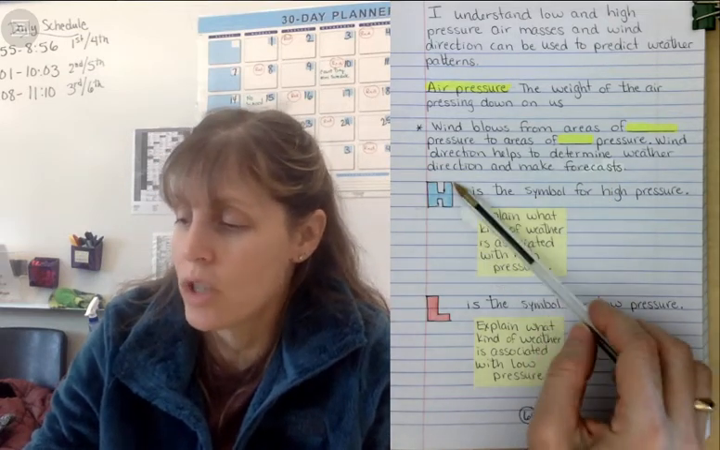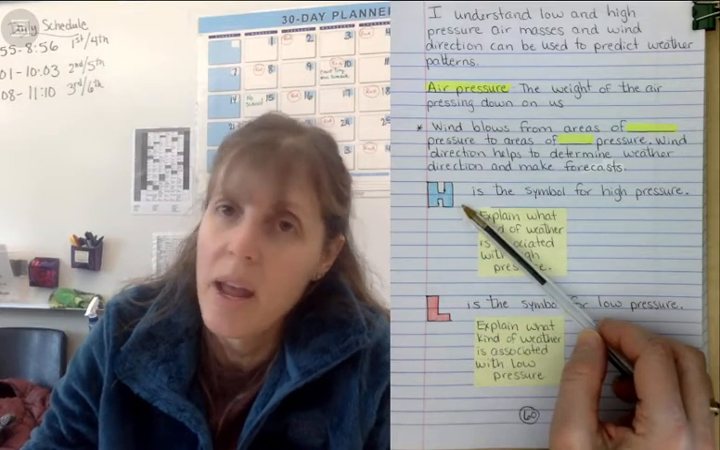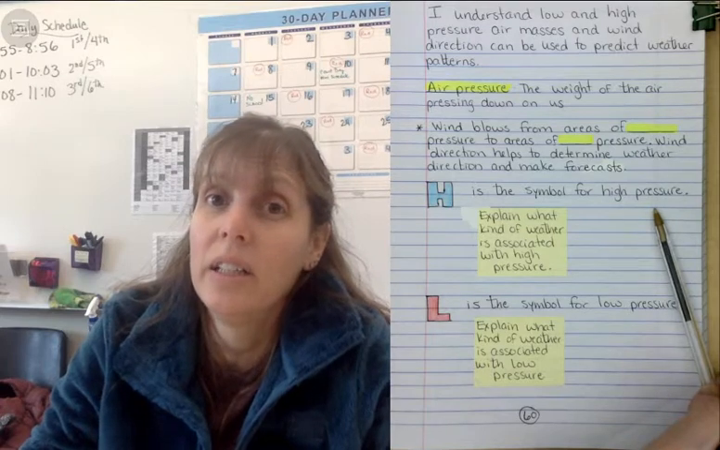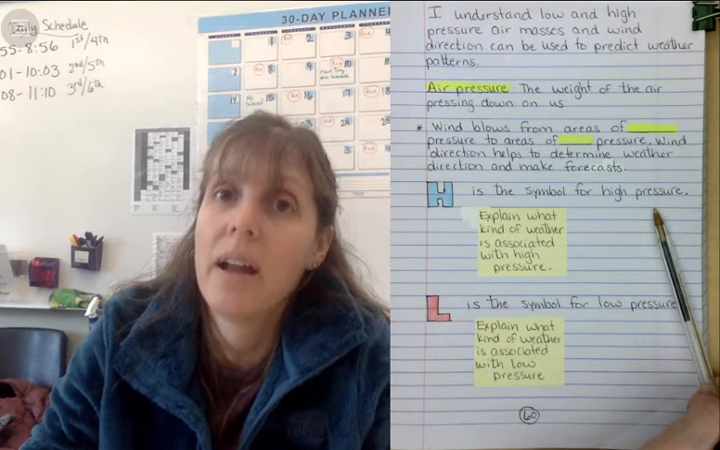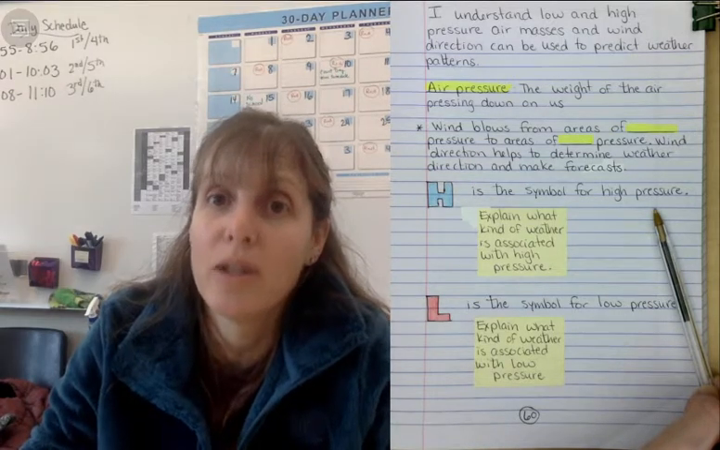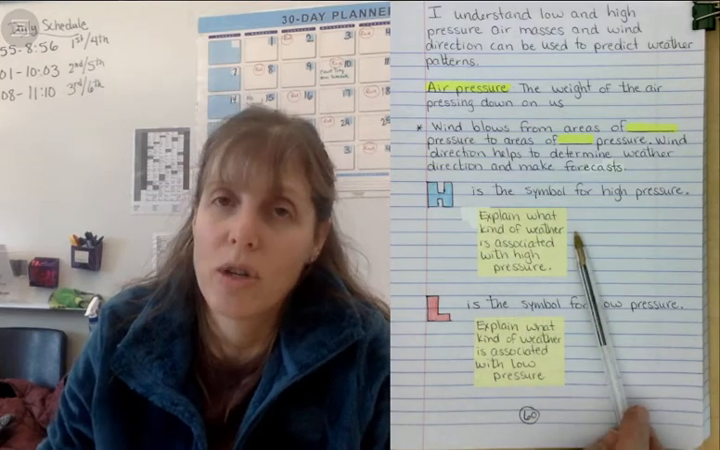This big H doesn't mean it's cold just because it's blue. It's just a big H. It's a symbol for high pressure. High pressure means clear, dry weather. High means clear and dry. Say it with me. High means clear and dry. Okay? So you're going to explain what kinds of weather are associated with high pressure after you watch a couple of videos.